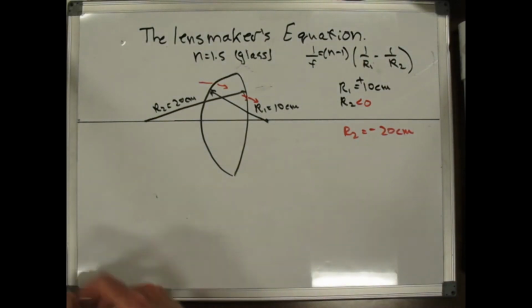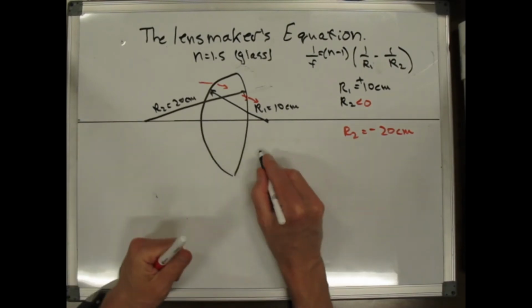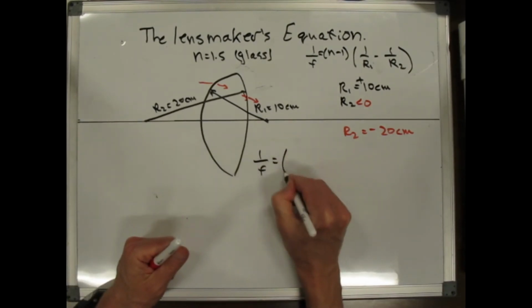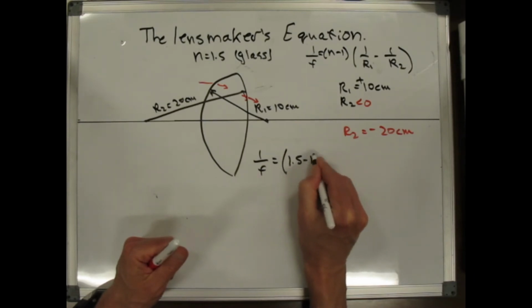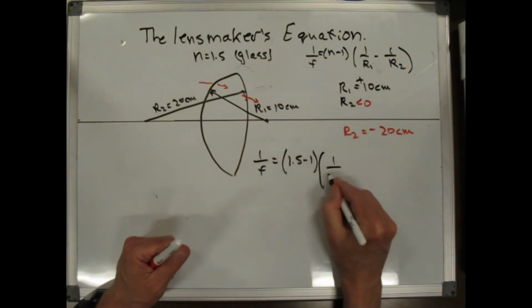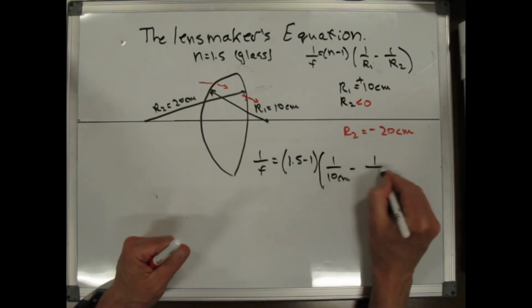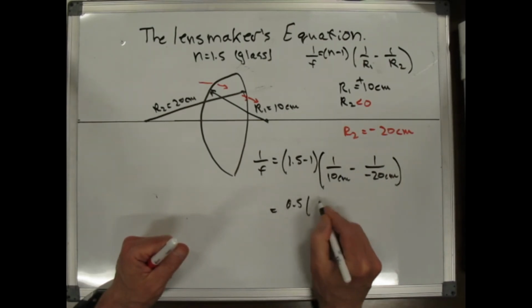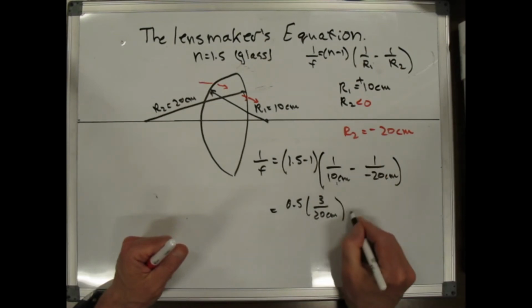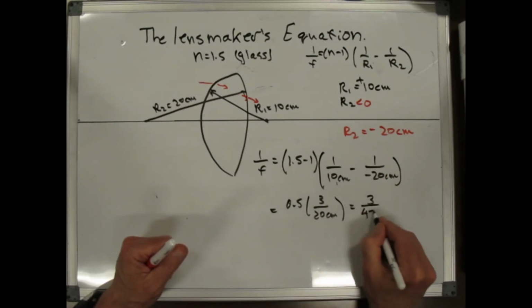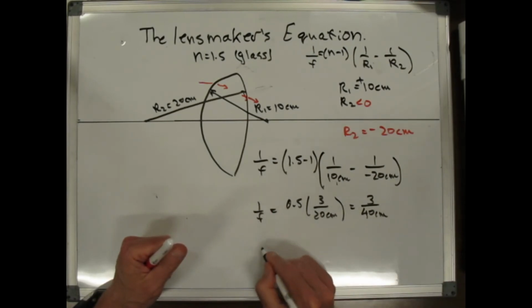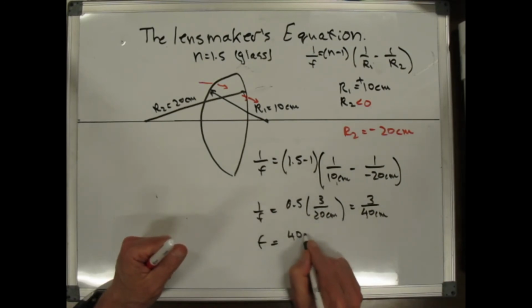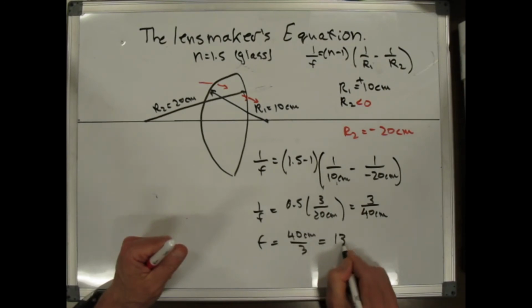And so if I evaluate the focal length, I get 1 over F is equal to, again, the same index of refraction, so it's 1.5 minus 1 times 1 over 10 centimeters minus 1 over negative 20 centimeters, which is equal to 0.5 times 3 over 20 centimeters, because that's 2 over 20 plus 1 over 20. And so that's 3 over 40 centimeters. And so F is equal to 40 centimeters over 3, which is 13.3 centimeters.